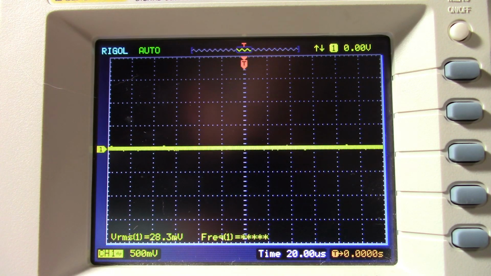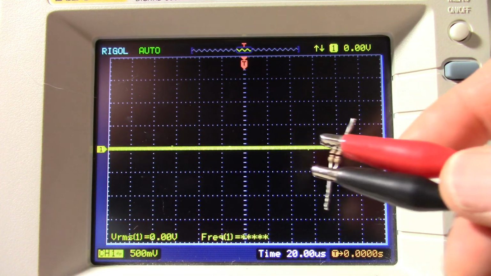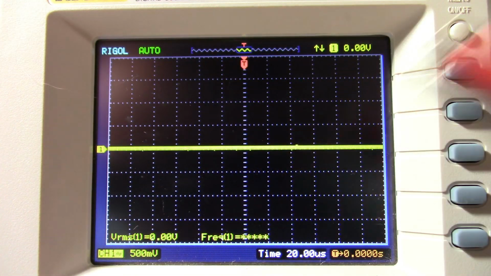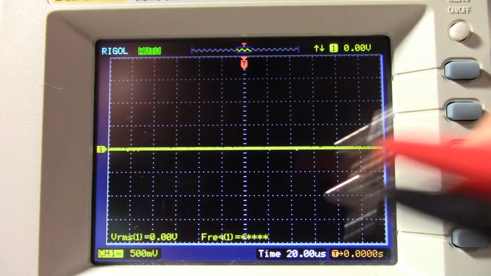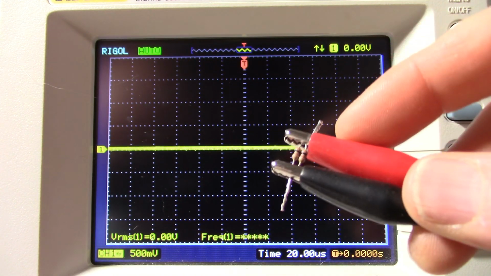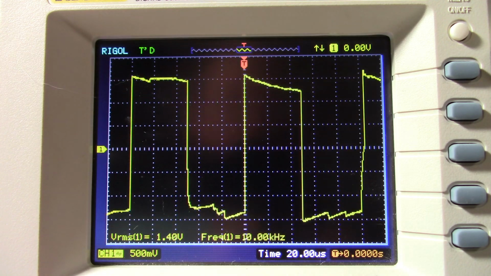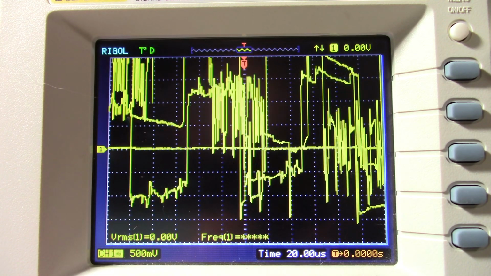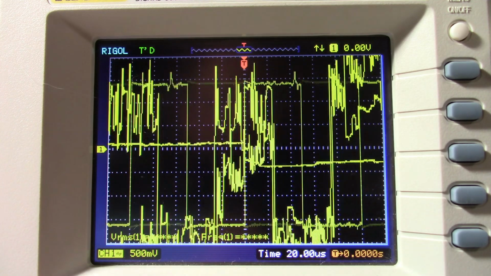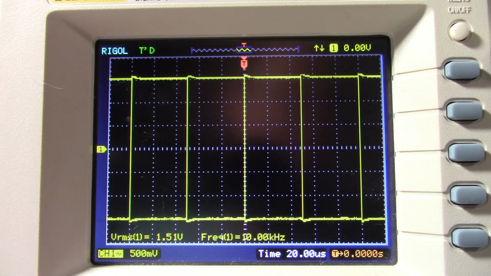Now its internal impedance is 50 ohms. It has two 100 ohm resistors in parallel, so because I have quite a bit of lead length on here, I've also terminated at its output with a couple of 100 ohm resistors, so it's 100 ohms in parallel for 50 ohms. So hopefully it cleans up some of the effects of the leads on the output of the function generator.